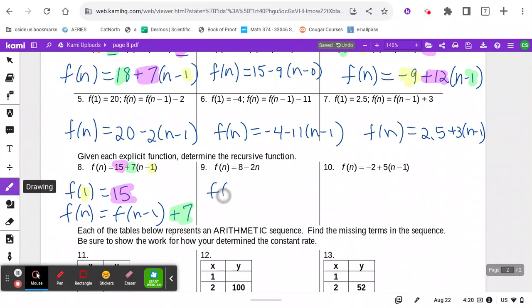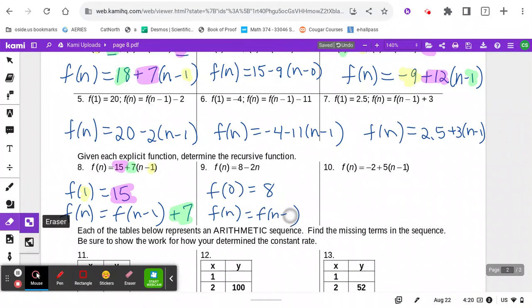Okay, let's go see. Did you get f of 0 equaled 8? Wait, what? Let's go check where that came from in just a second. And then f of n equals f of n minus 1. Did you get minusing 2? So why is this a time 0 function?